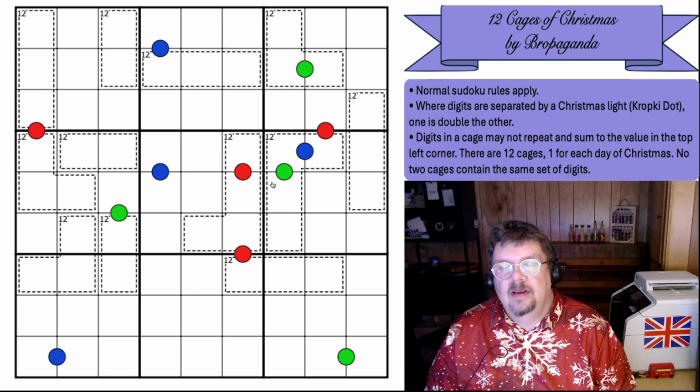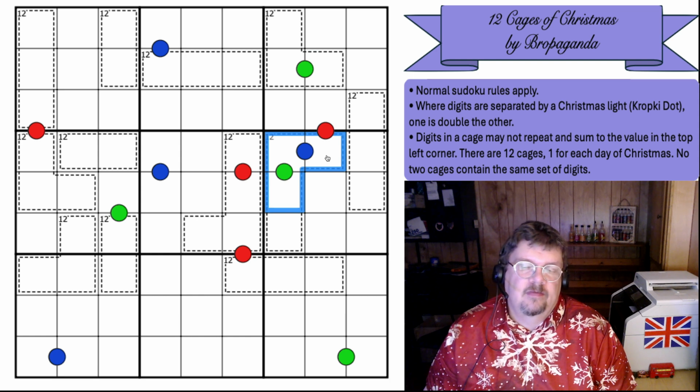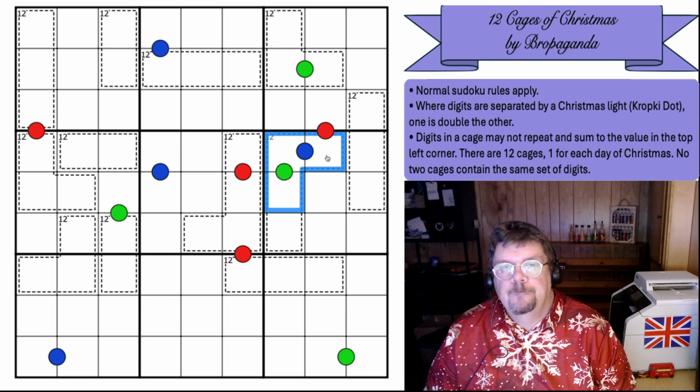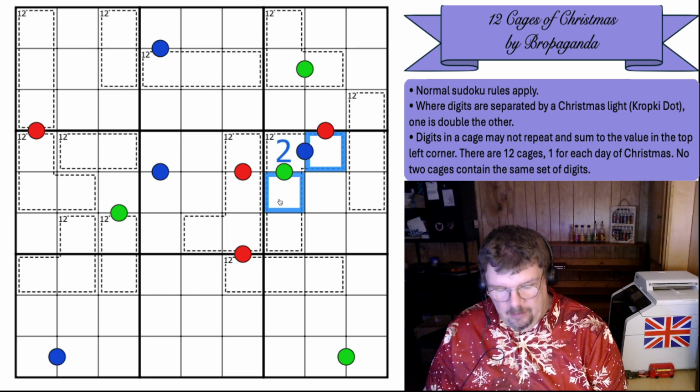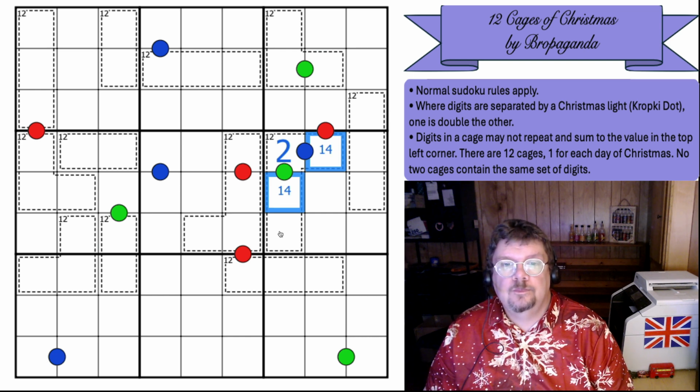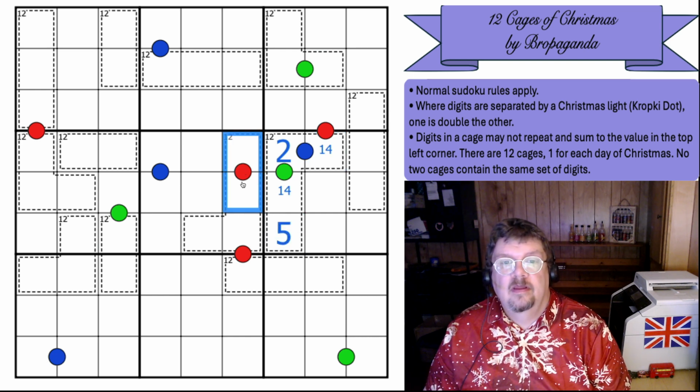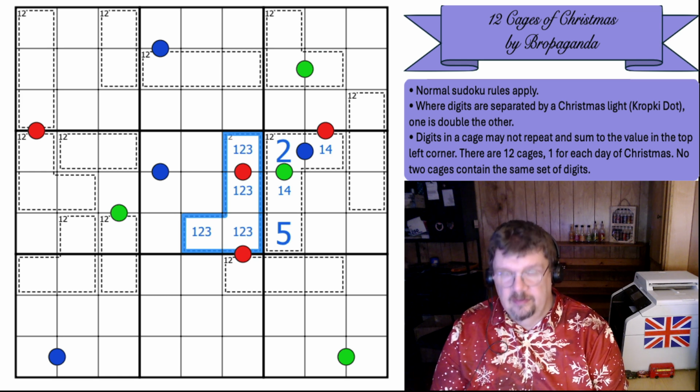Okay, there are 2 different ways of making a 4-cell 12 cage. There's 1, 2, 3, 6 and 1, 2, 4, 5. But given these doubling dots, effectively black Kropki dots, then this has to be 1, 2, 4. So that'll be the 2 there. We get a 1, 4 there, and that's a 5. That makes this 1, 2, 3, and 6.